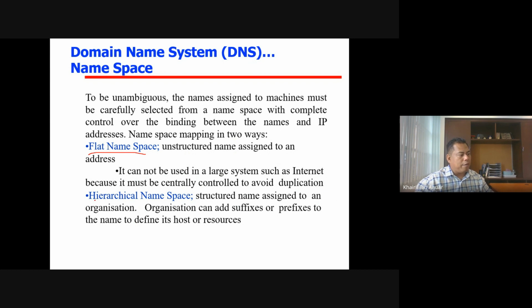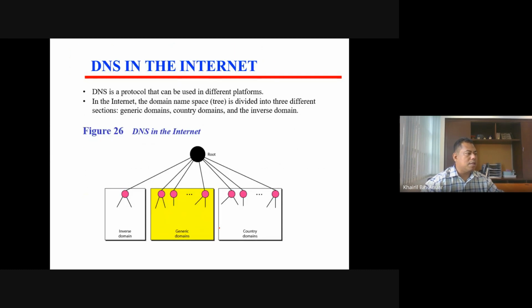So we have to opt for what we call a hierarchical namespace, where you structure the name assigned to an organization, and the organization can have some prefix or suffix to the name to define its source or resources. You can use this hierarchical kind of standard. DNS is a protocol that can be used on different platforms.